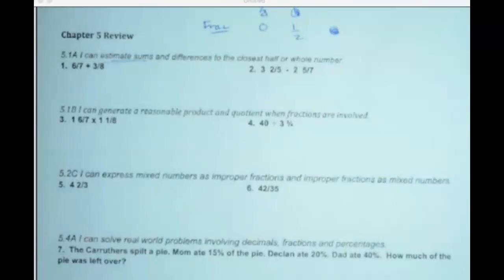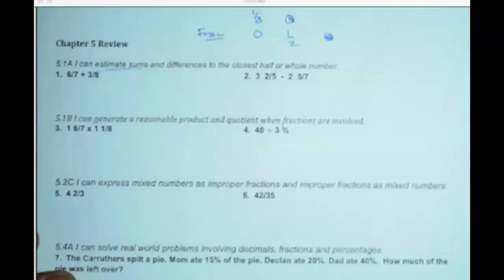Good morning. Today we're going to do the Chapter 5 review. Just take a quick look at a couple things before we get started here.